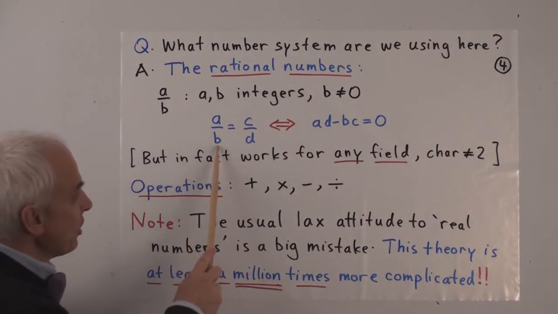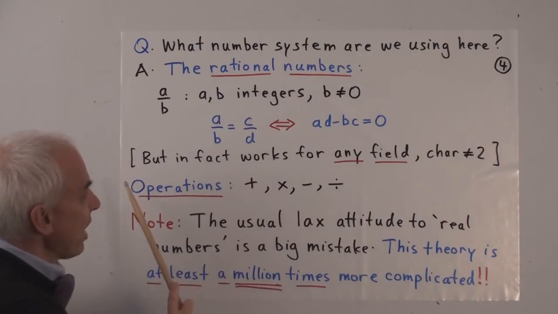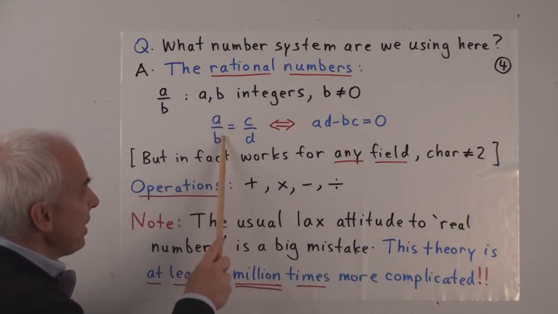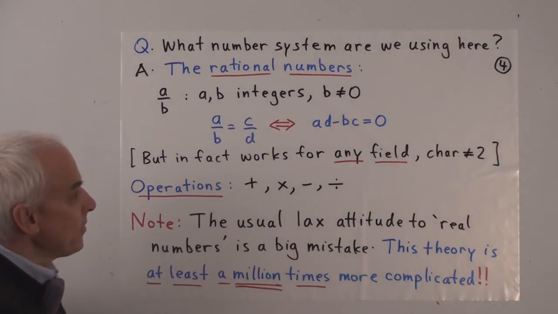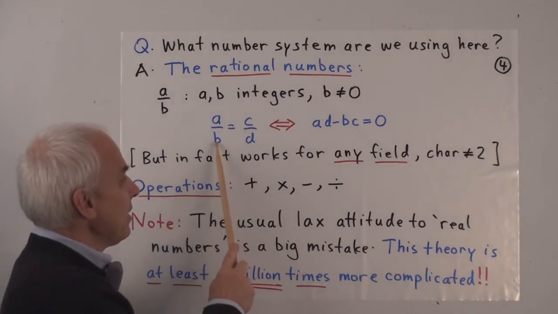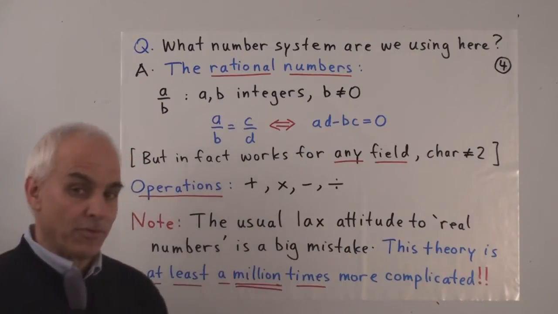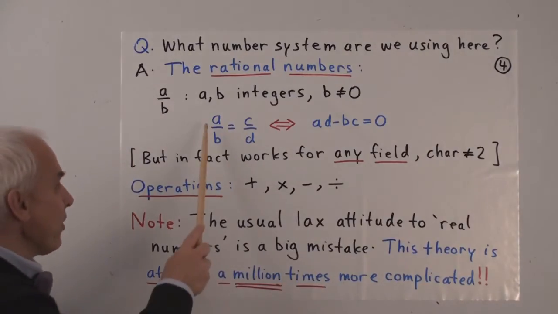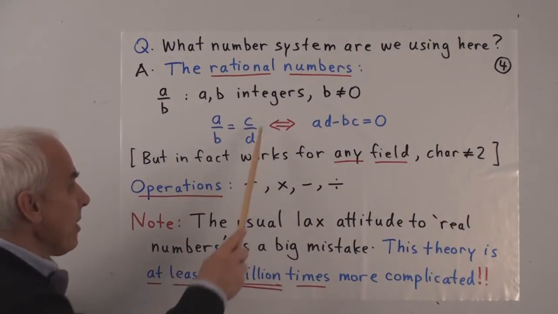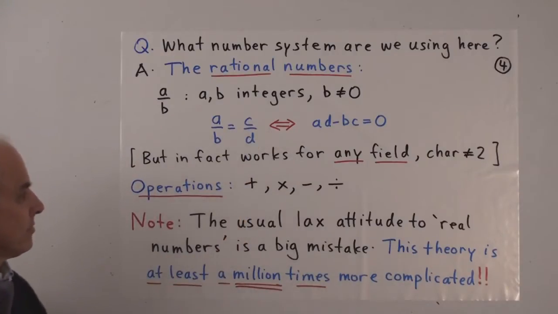And there's an important notion of equality between two such rational numbers: a over b equals c over d precisely when AD equals BC, or in other words, when AD minus BC equals 0. So for example, 1 over 3 is the same as 2 over 6.